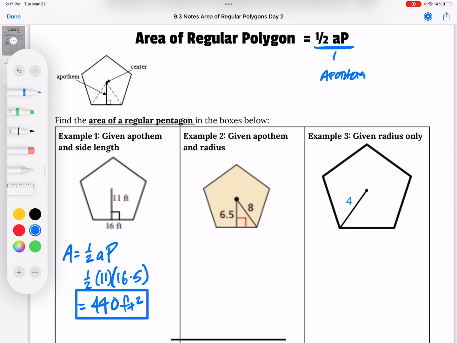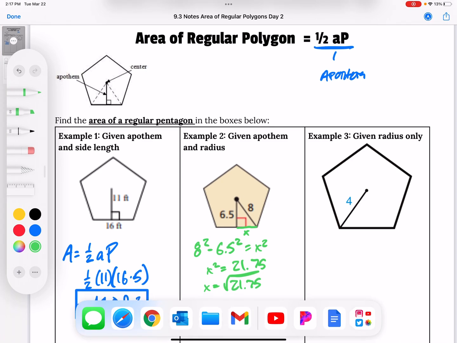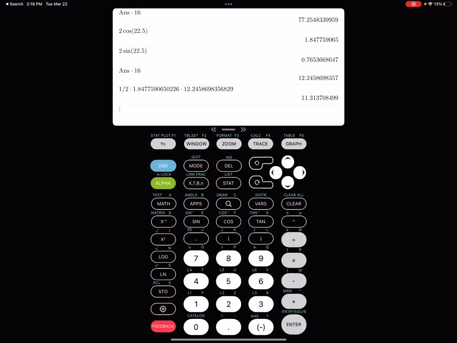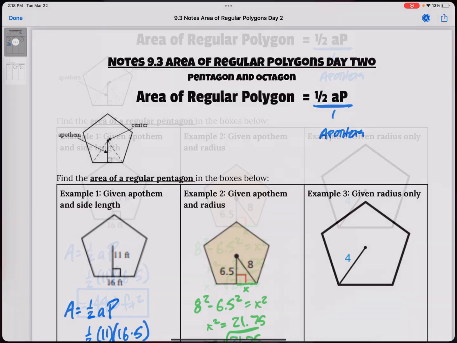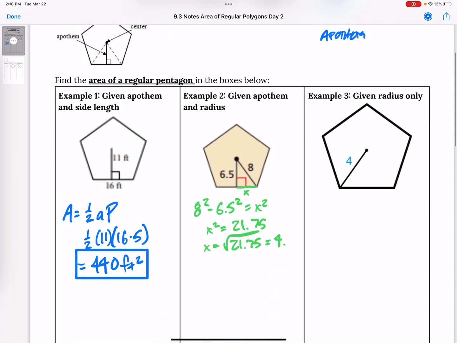Easy enough. All right, now what if we're given the apothem and the radius? Well, here I do not know this segment right here. So I can use the Pythagorean theorem to solve for this half of the side length because it belongs to the triangle. I can say 8 squared minus 6.5 squared equals x squared. So that gives me x squared equals 21.75. So x equals the square root of 21.75. And that is, if we go to our handy dandy calculator app, the square root of 21.75 is 4.66. So here we go. This is equal to 4.66.